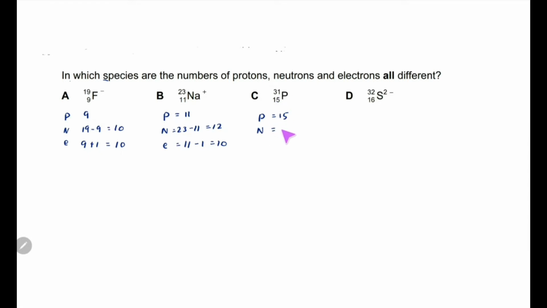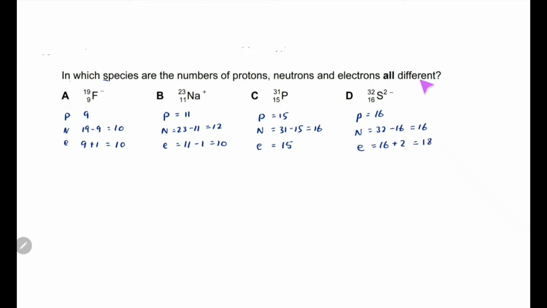31 minus 15 becomes 16 neutrons, and 15 electrons over here. So this is a neutral atom, so it has its own 15 electrons. Coming towards the sulfide ion, protons in it are 16. Neutrons in it are 32 minus 16 becomes 16. And electrons, 16 its own electrons, plus 2 electrons gained by it becomes 18 electrons.